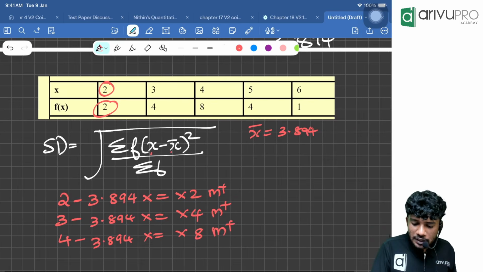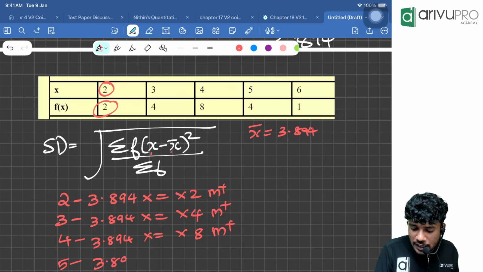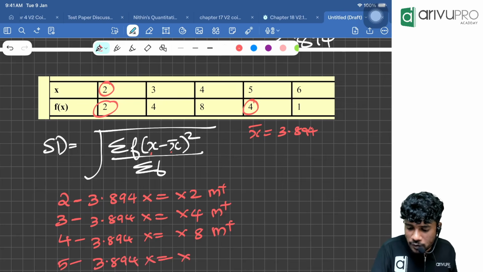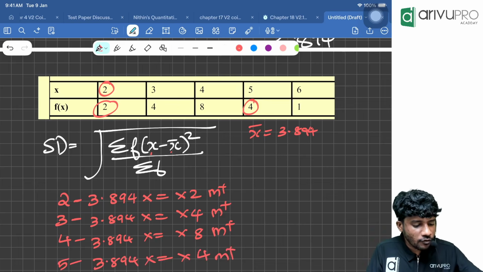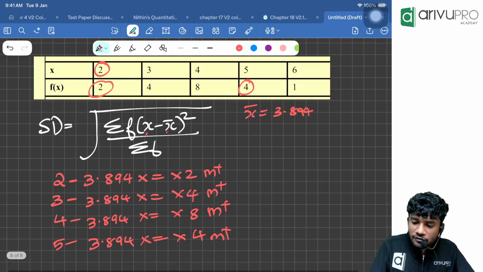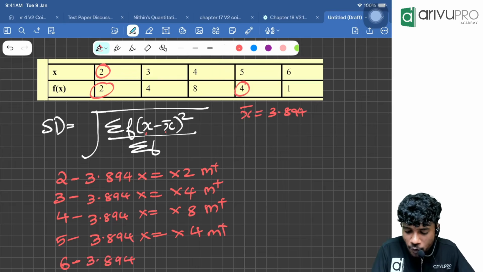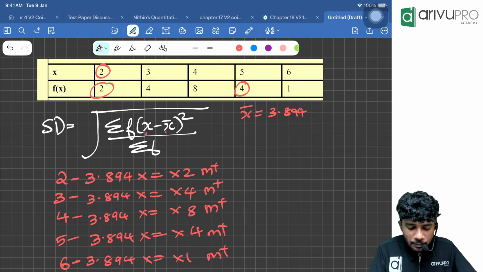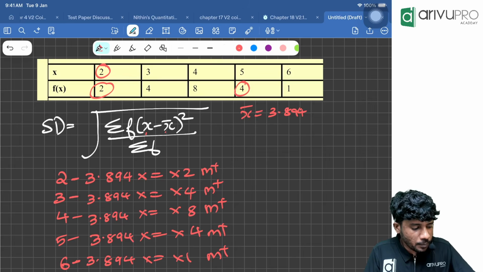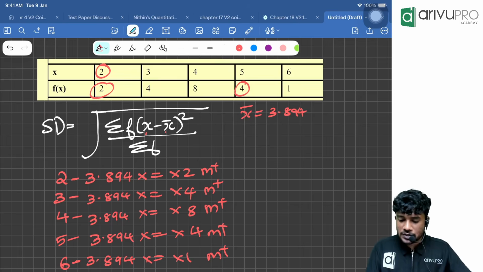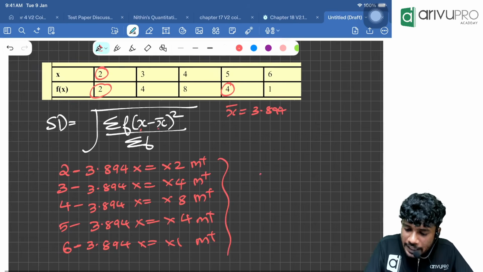That is also saved. Then 5 minus 3.894 into equal to multiplied with what, people? 4, M plus. Then finally, who is the person? 6 minus 3.894 into equal to multiplied with 1, M plus. Then final step, people, MRC divided with 19.